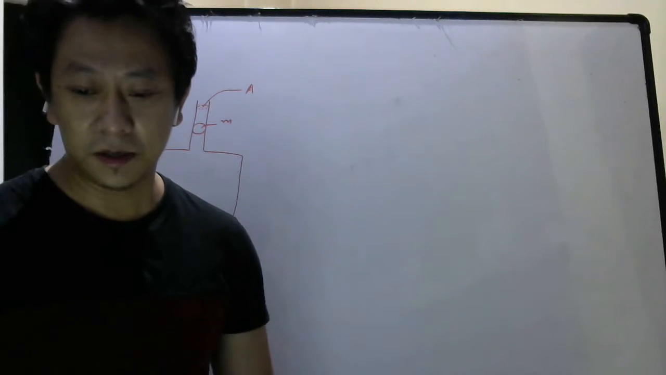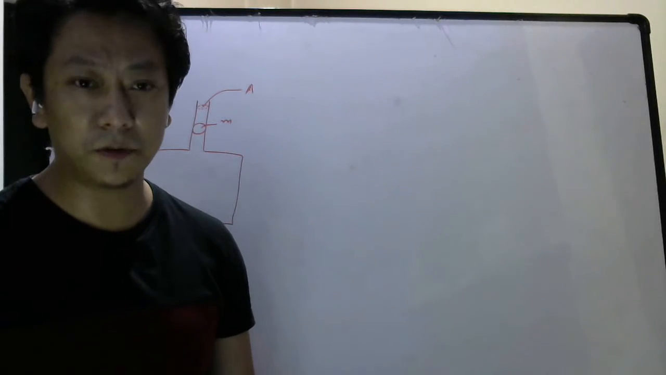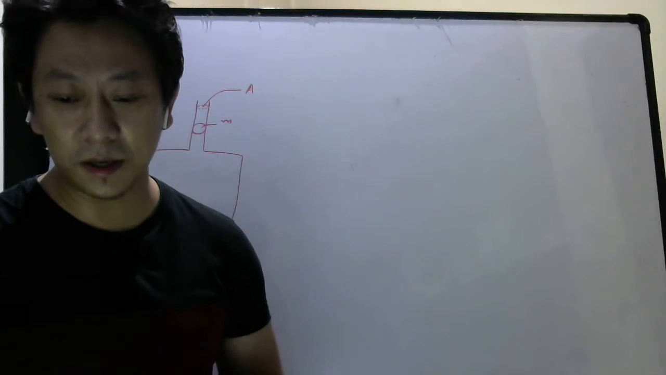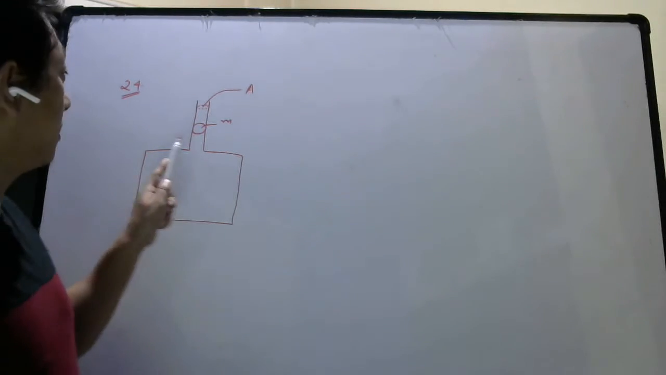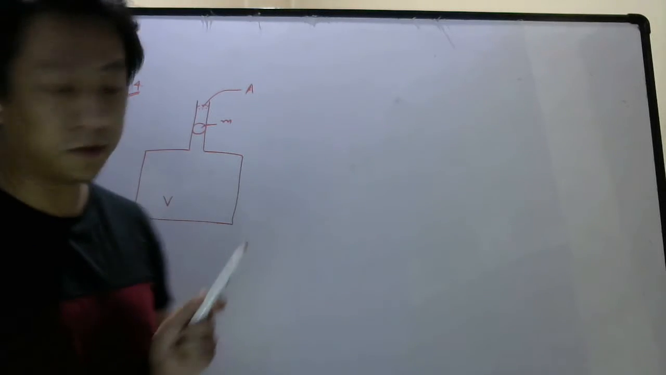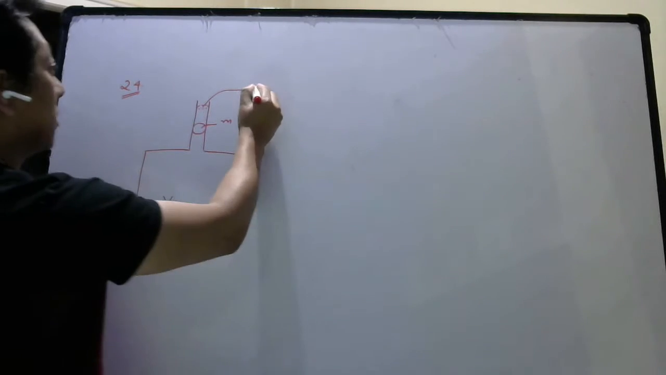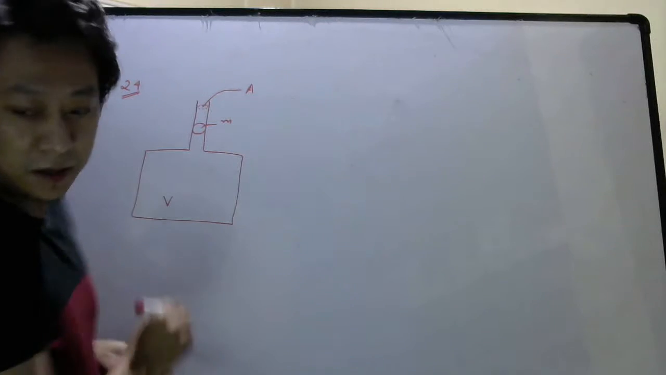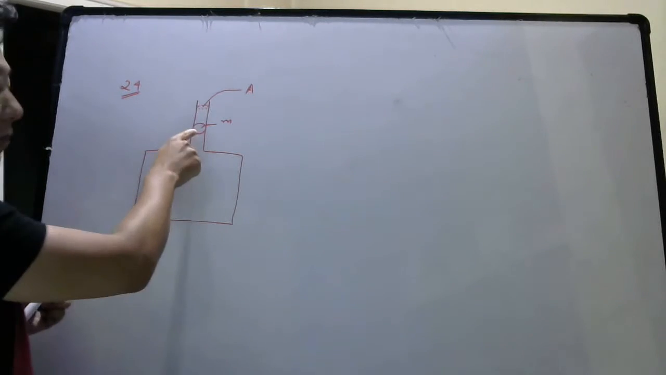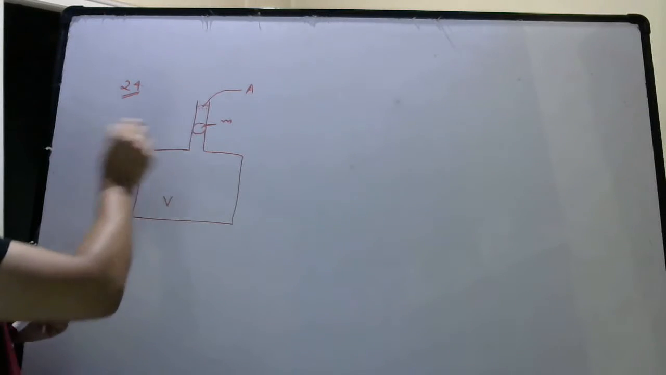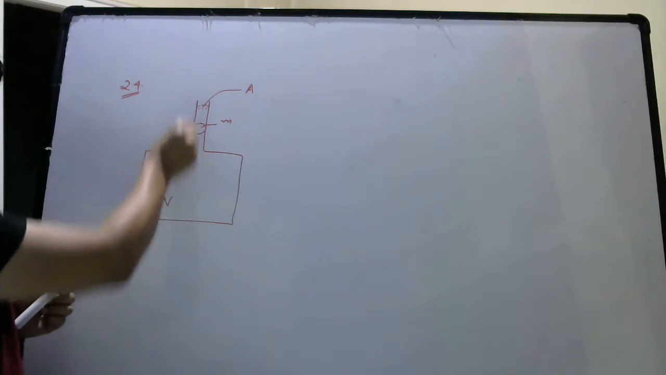Hi students, let us now solve question number 24. It says an air chamber of volume V has a neck of area of cross section A, and into which a ball of mass small m just fits and can move up and down without friction.